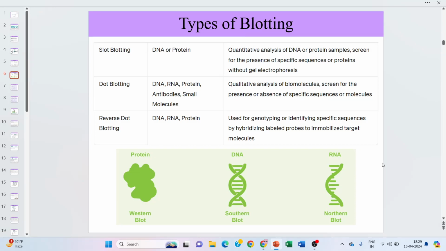Now, for qualitative analysis of biomolecules, to find out whether a particular biomolecule is present or not, blotting is performed. You can see this small diagram is going to make it easy for you. The proteins are detected using Western blotting. DNA, the presence of DNA molecules, the mutations in DNA, fragment length, intensity, everything is detected using Southern blot, and RNA is detected using Northern blotting.